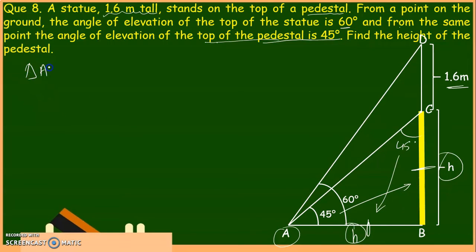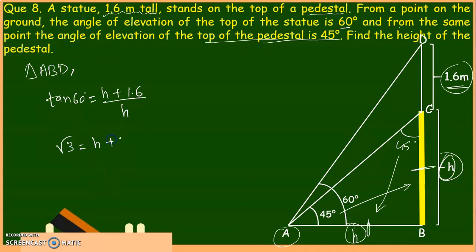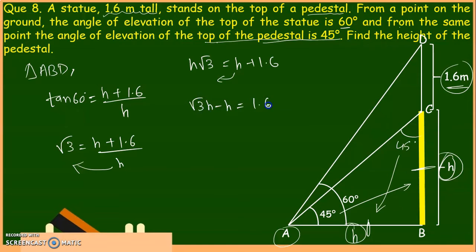Now consider triangle ABD. In this triangle you can put the formula for tan 60. The opposite side is h plus 1.6, and the adjacent side is h. Tan 60 is root 3, so root 3 equals (h plus 1.6) divided by h. Multiplying by h, we get h root 3 equal to h plus 1.6. Take h to this side: root 3 h minus h equals 1.6. Taking h common, we get h times (root 3 minus 1) equals 1.6.